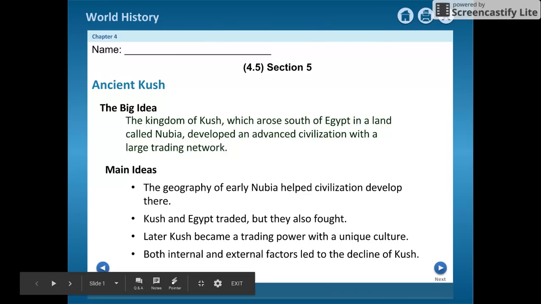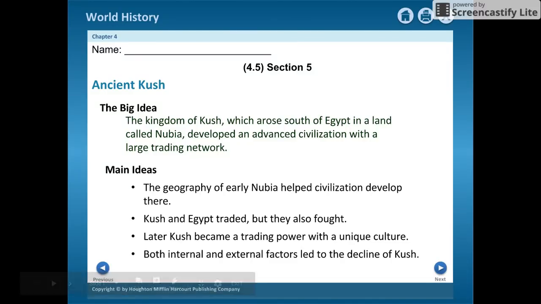So the big idea is that the kingdom of Kush, which arose south of Egypt in a land called Nubia, developed an advanced civilization with a large trading network. So they had a huge trading network. Main ideas: the geography of early Nubia helped civilization develop there. Kush and Egypt traded, but they also fought. Later, Kush became a trading power with a unique culture, and both internal and external factors led to the decline of Kush. So those are some of the main ideas.